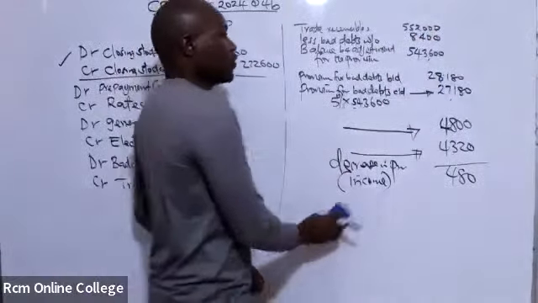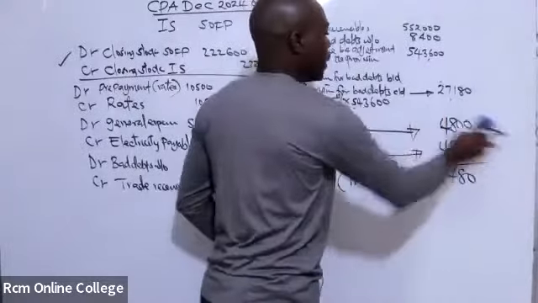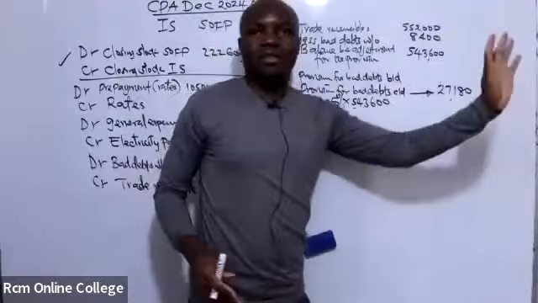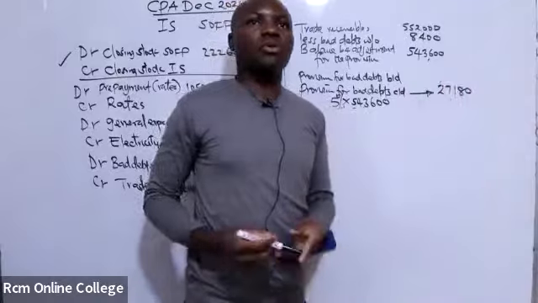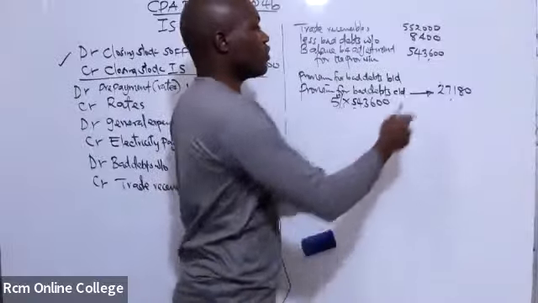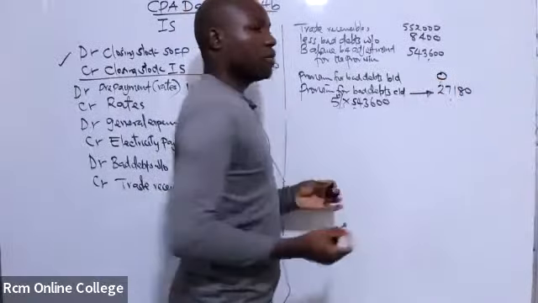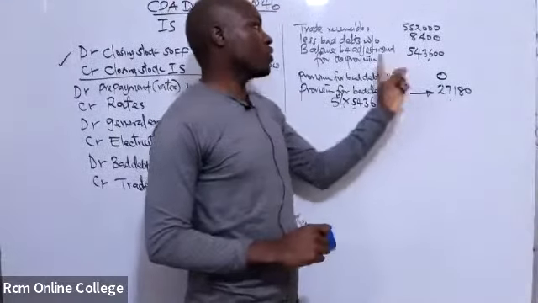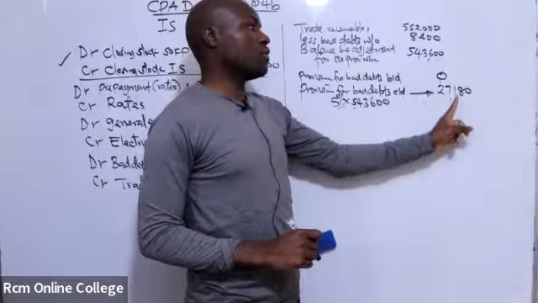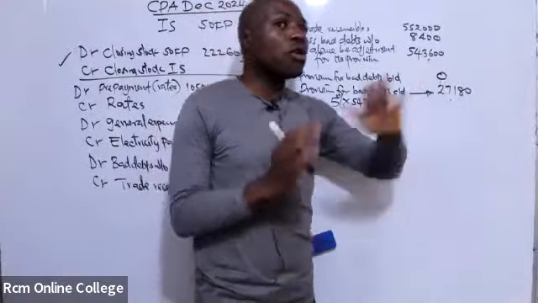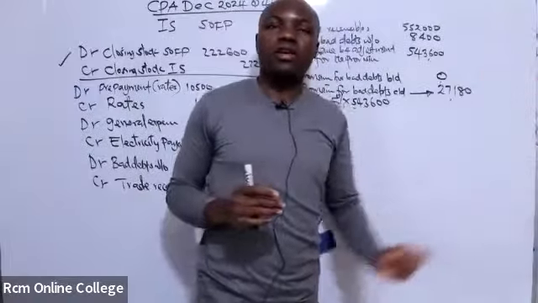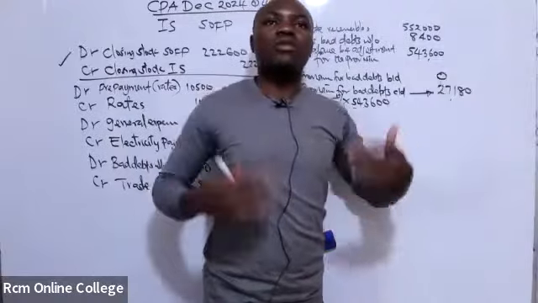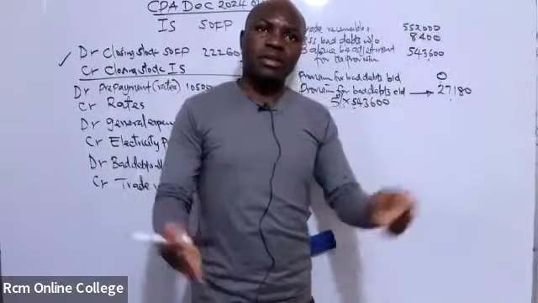So let's come back to our question and look at the reality. This person was not bothered about the possibility of some people defaulting. So there was no provision at the beginning of the year. But at the end of the year, he was told, please just put 5% of the remaining amount. So 5% of 543,600 is giving us 27,180. There was no amount put aside at the beginning of the year, which means if this is to happen at the end of the year, the entire 27,180 will be treated as an expense.